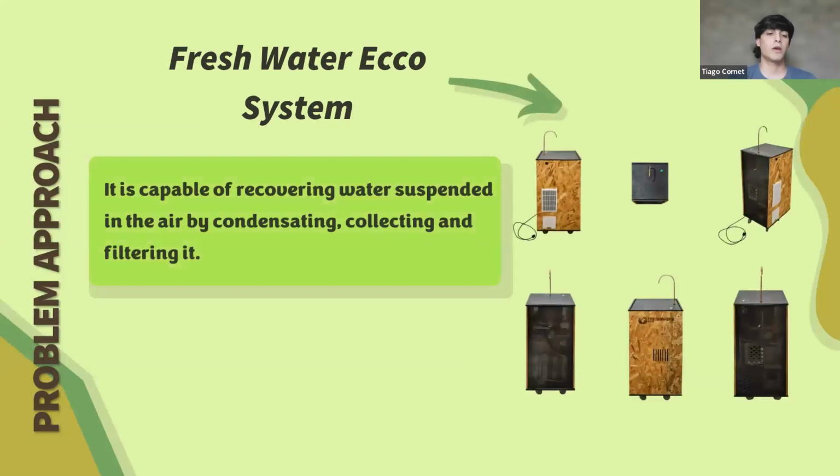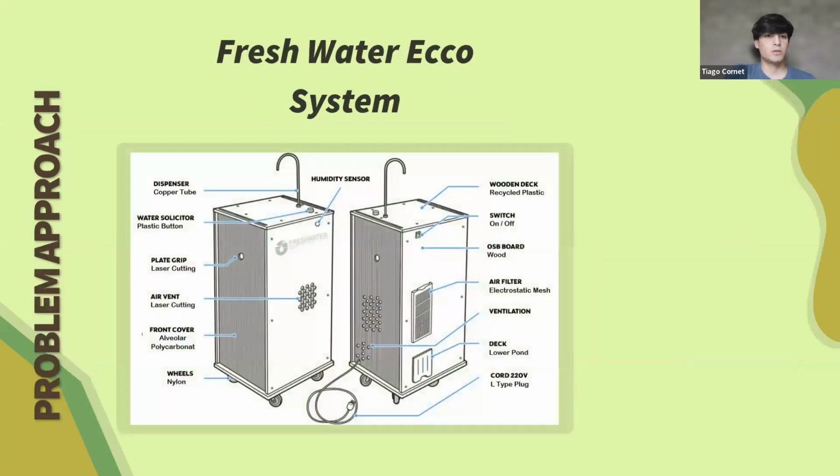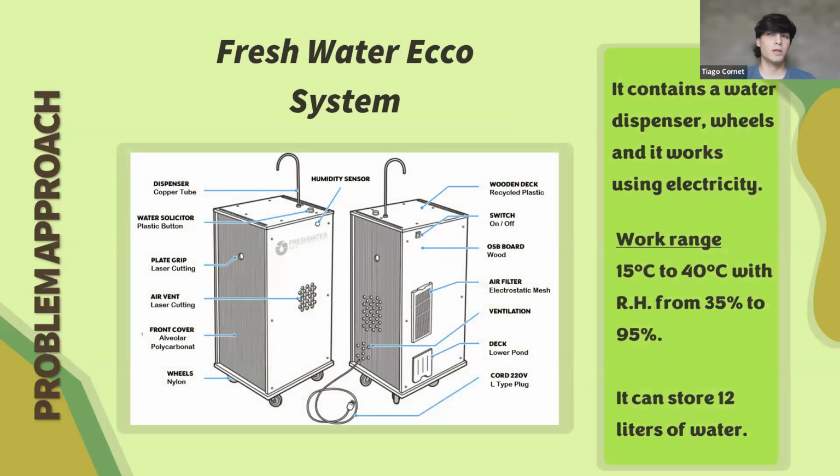The Freshwater Ecosystem was created by the Freshwater company and is made up of a recycled plastic box which contains a system capable of collecting water from humidity. And this appliance works in the same way as the natural water cycle, by which rain is produced, recovering the water that is suspended in the air by condensation, collection, filtration, purification, and sterilization. Not only is the box made up of recycled materials, but the company also reuses electromechanical components as well. This device contains a water dispenser, wheels to move it, and it also works with electricity.